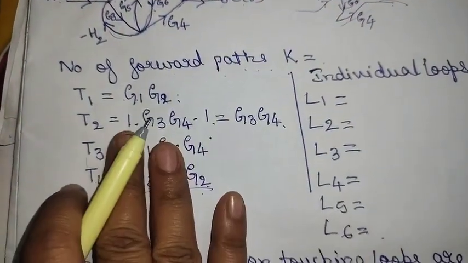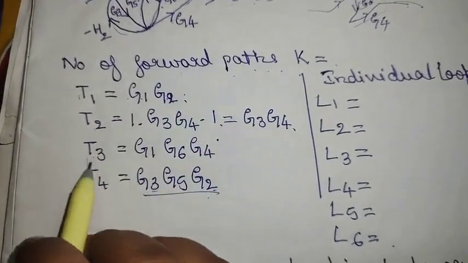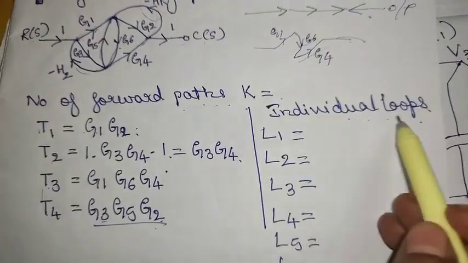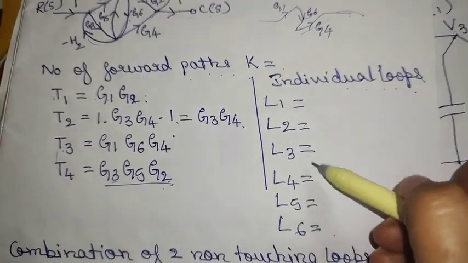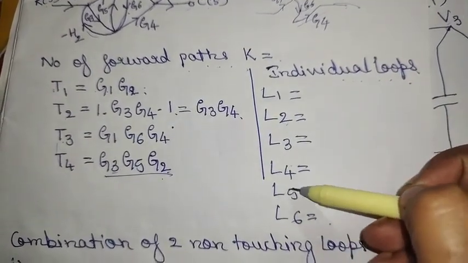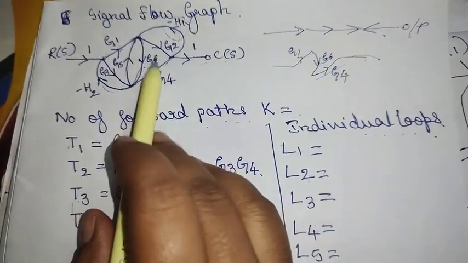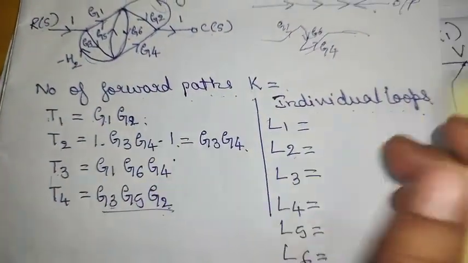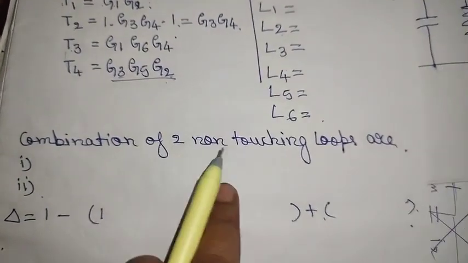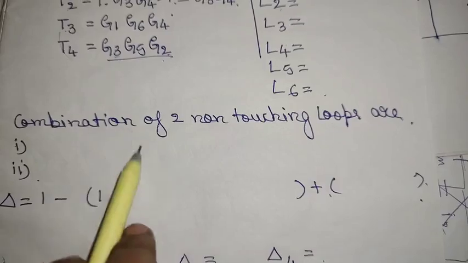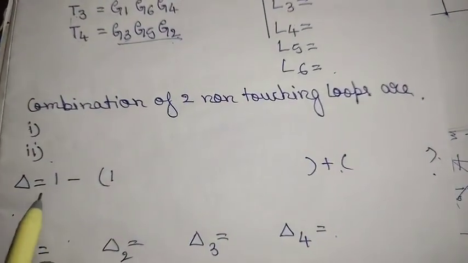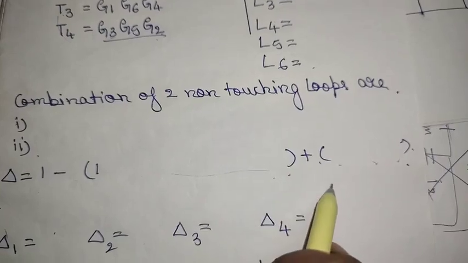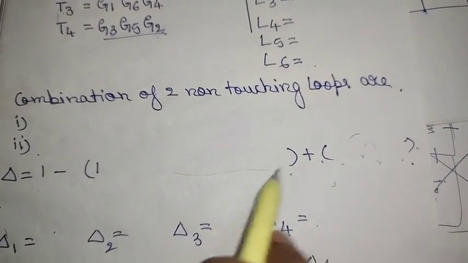After finding the number of forward paths and their gain equations T1 T2 T3 T4, next you need to find out the individual loops. To reduce the video size, I have directly written L1 L2 L3 L4 L5 L6 loops, but you need to identify the loops by seeing the circuit. They will not mention anything except the circuit. You need to find out the individual loops, and the combination of 2 non-touching loops and combination of 3 non-touching loops also if available. And you need to find out delta is equal to 1 minus all the individual loops plus 2 non-touching loops minus 3 non-touching loops.